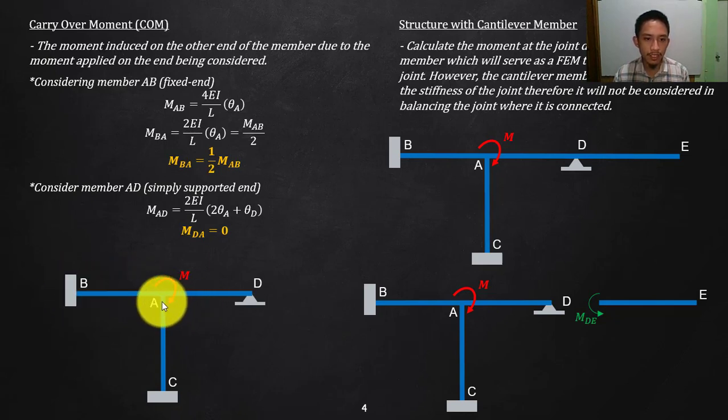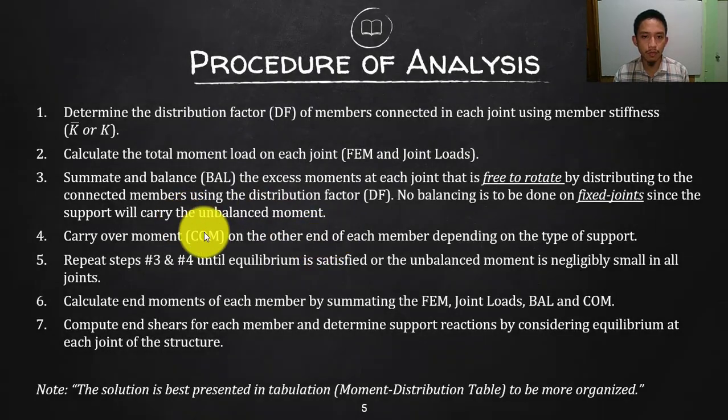Same thing with your AC, that will carry 1/2 of that to the other end. But in here, that will never carry over any here because that is not a fixed support. So it will not help. Okay? So that is your carryover moment. So again, that depends on the type, if in the other end that is fixed or in the other end that is just simple support.